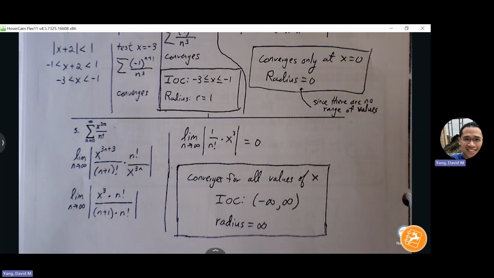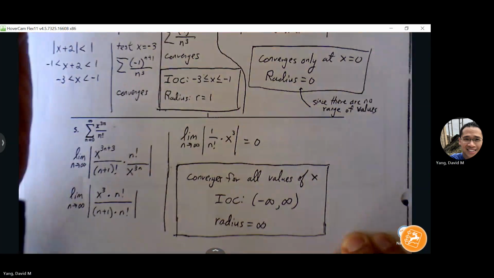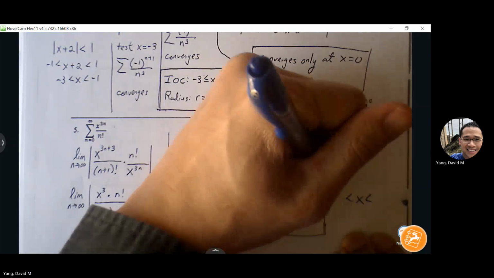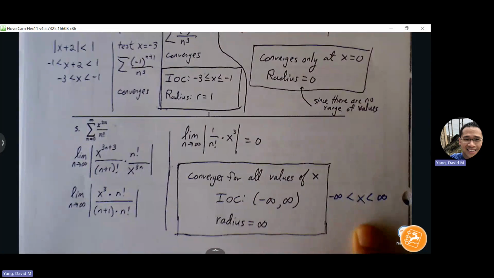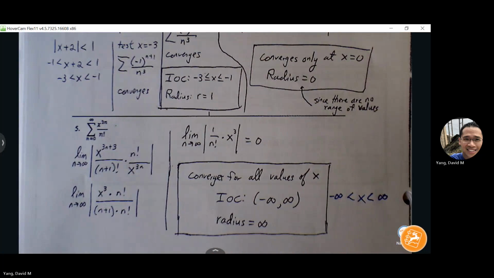So for number 5, we see that the n is in the denominator. This is going to get closer and closer to 0. It doesn't matter what the x value is. My limit is always going to go to 0. So if that's the case, I'm going to have convergence for all values of x. It doesn't matter if it's an inequality or you have parentheses. I think parentheses is going to be the standard way, only for the infinity.